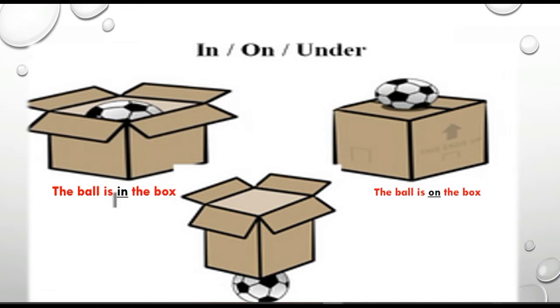Use another item. Take your rubber. Do you have a rubber? Take it. Hurry up. Quickly. Put your rubber in the book. So the rubber is in the book. Put your rubber on the book. So the rubber is on the book. Put your rubber under the book. So your rubber is under the book. Did you understand, my smart students?